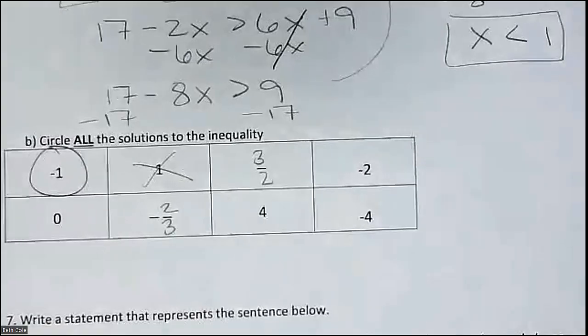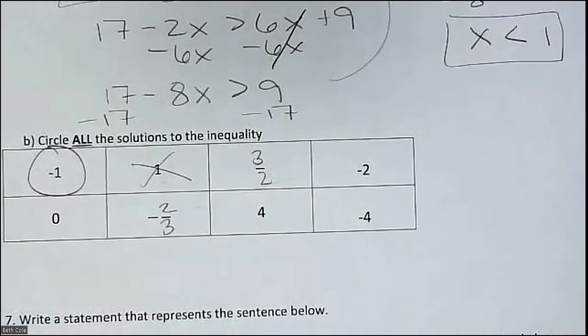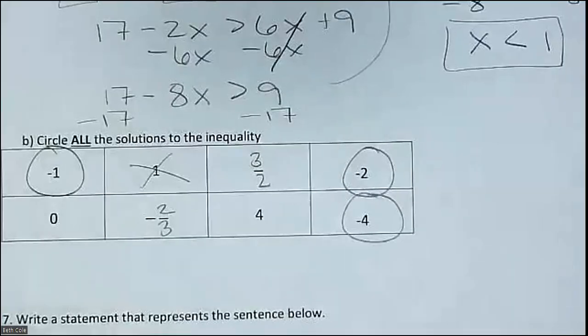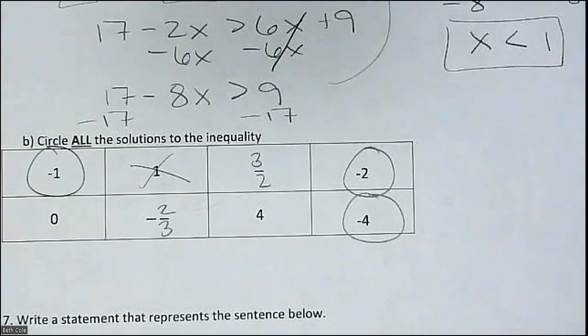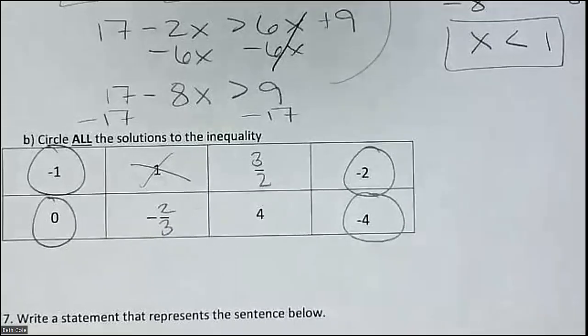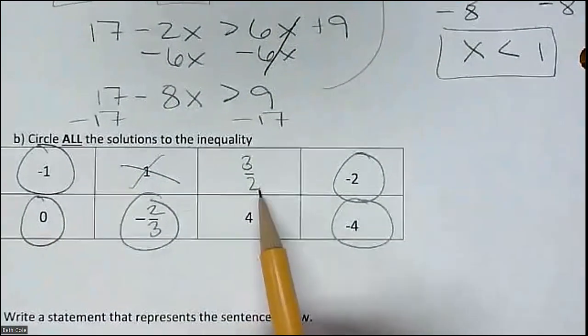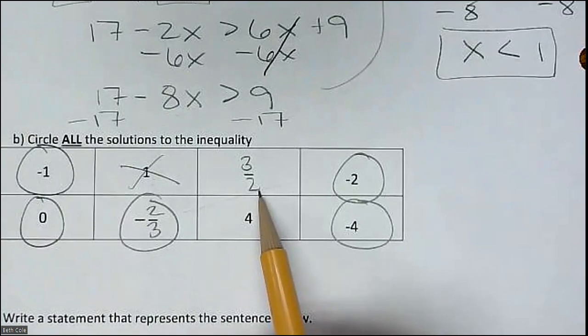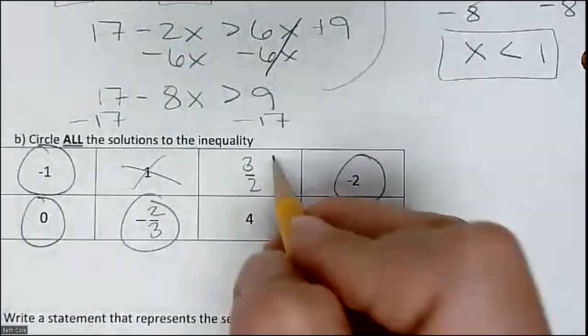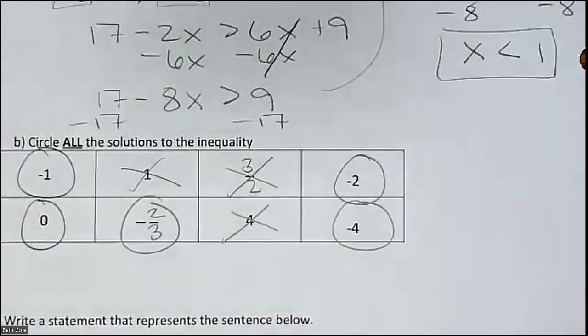Yeah, -1, anything negative, right? Would be smaller than 1. So -2, -4. 0 is smaller than 1. And then -2/3 is smaller than 1. 3/2 is 1 1/2. You can always type that in the calculator. That's bigger than 1. We don't want that. And then 4 is bigger than 1.